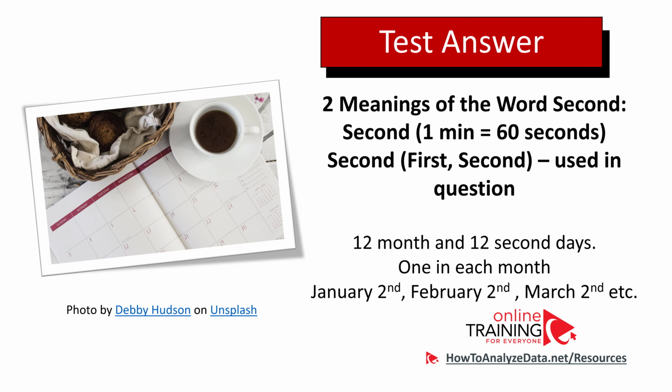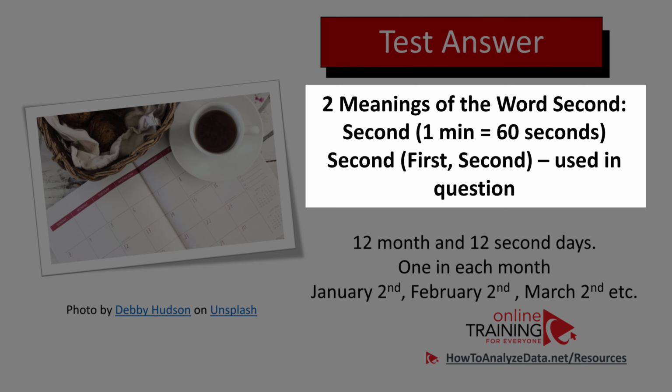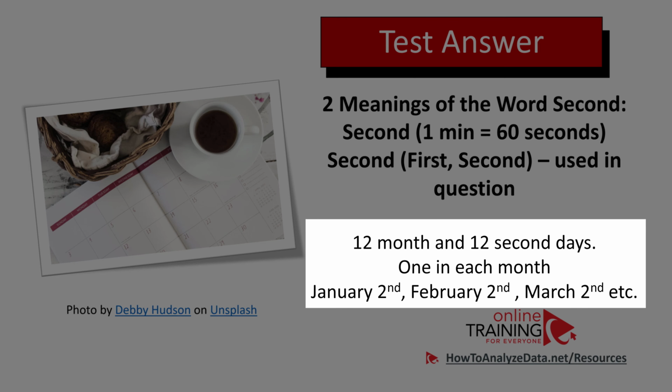Obviously, this is a tricky question, and it challenges you in understanding of the word second. There are 2 meanings in the word second. One is second, for example, 1 minute has 60 seconds. But the other is second, where you have a sequence of first and second. And the second meaning is used in this particular question. So if we go back to the question, in the year there are 12 months, and there are 12 second days. 1 second day in each month. January 2nd, February 2nd, March 2nd, and etc.